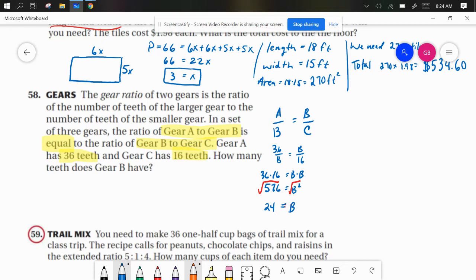Okay, so how many teeth does gear B have? Oh, I forgot to write the sentence. Gear B has 24 teeth.